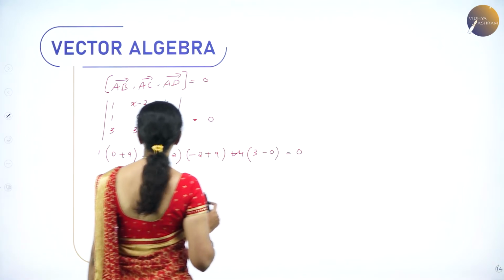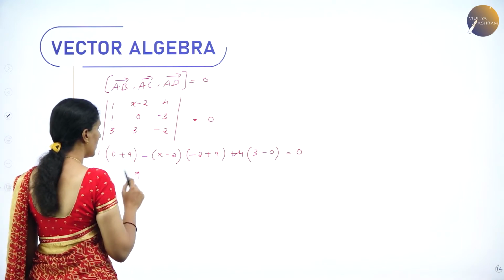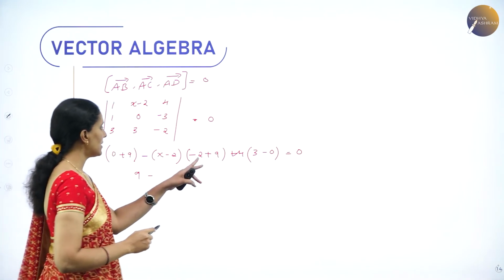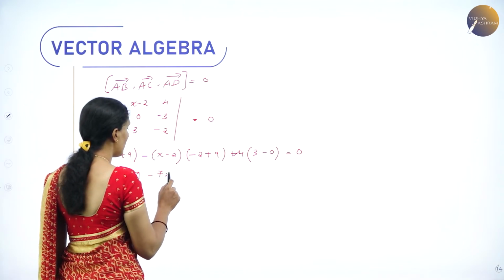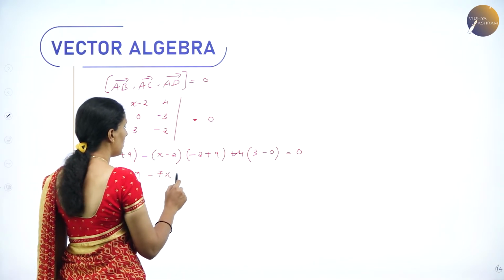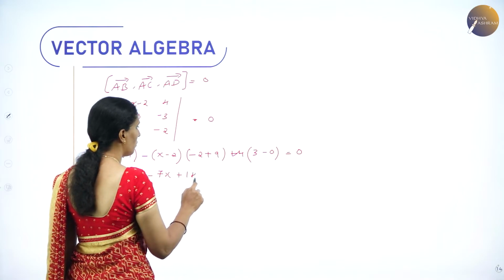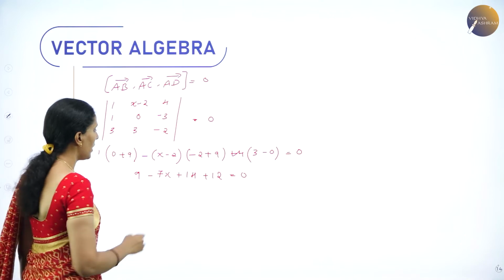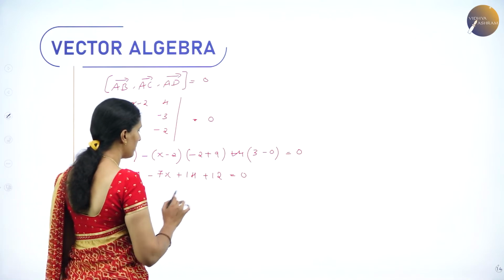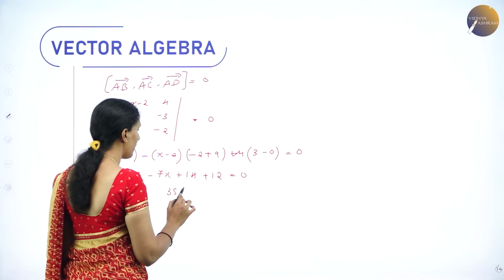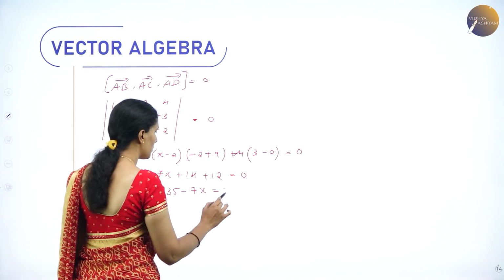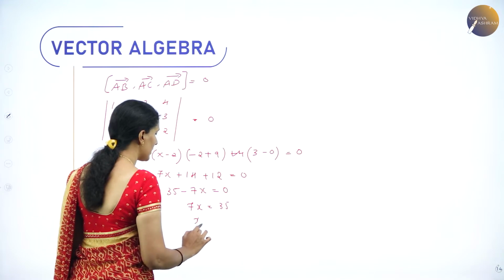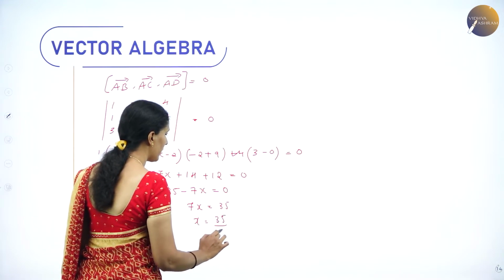is equal to 0. So here we have 9, minus (x minus 2) times 7, is 7x. So next we have plus 7 twos are 14, 4 threes are 12, is equal to 0. So now here we have 9 plus 14 plus 12 which is 35, minus 7x is equal to 0, or I can write 7x is equal to 35. x is equal to 35 divided by 7.